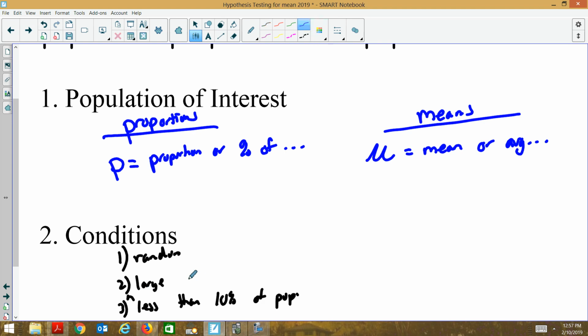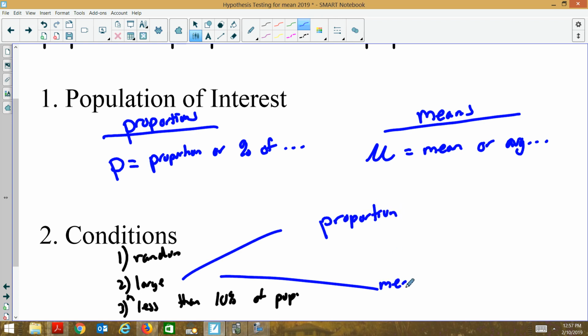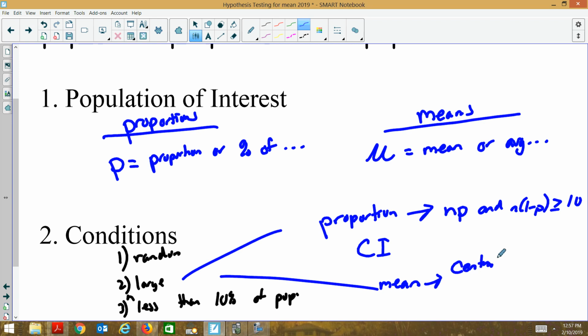The key difference between a proportion and a mean lies in how we determine if something is large, which is similar to when we did a confidence interval. So remember, for proportions it is n times p, and n times 1 minus p, both greater than or equal to 10. But for means, we have to follow the central limit theorem, commonly referred to as CLT. And that's the sample size is greater than or equal to 30.